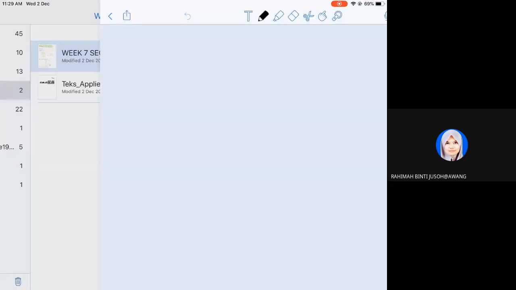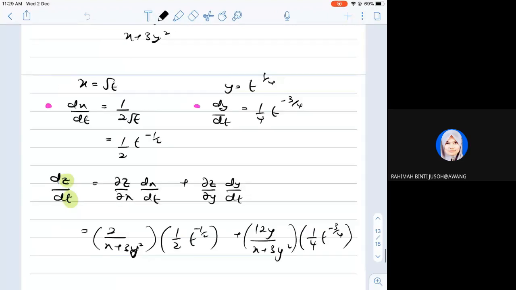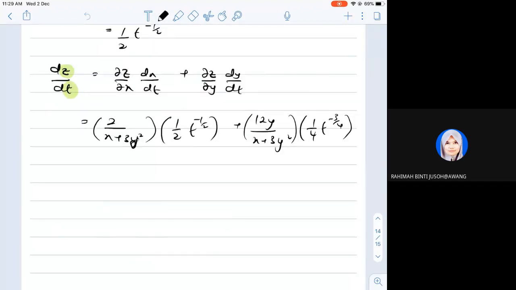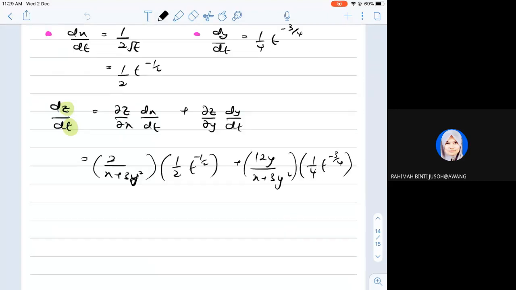So we have to simplify this. Okay guys, you cannot leave your answer like this. You have to resubstitute the variables x and y so that finally your answer will be in variable t only. Okay, we want the answer in terms of t only. So you have to resubstitute these.